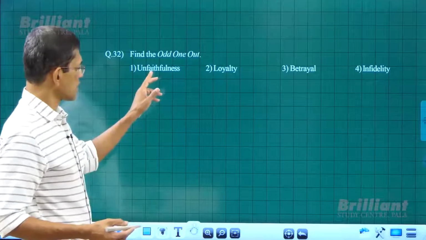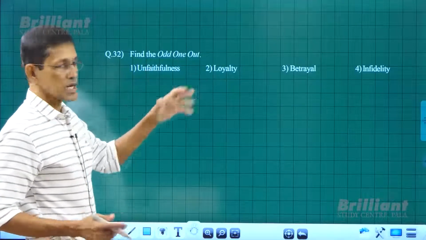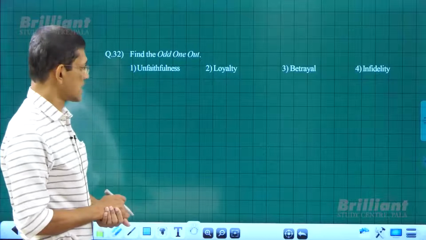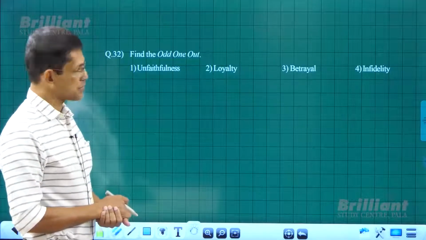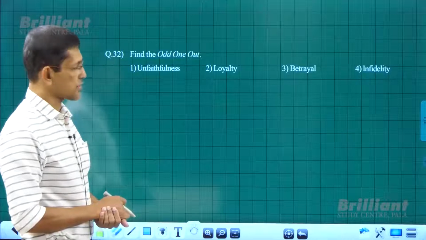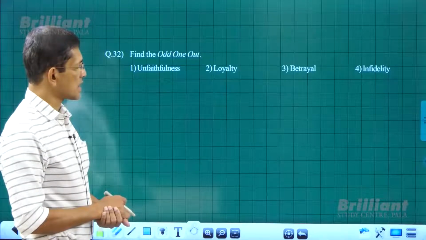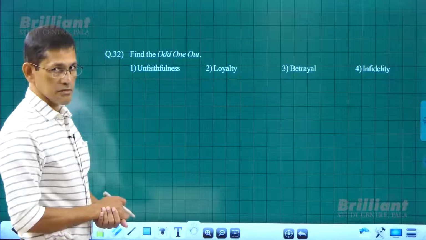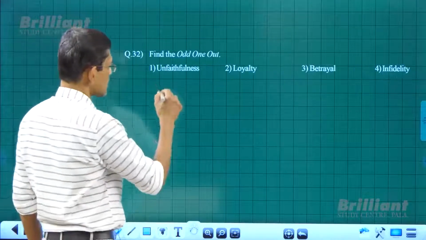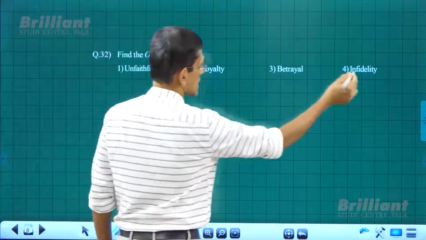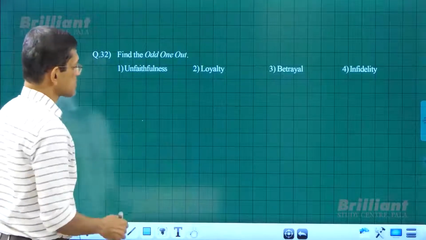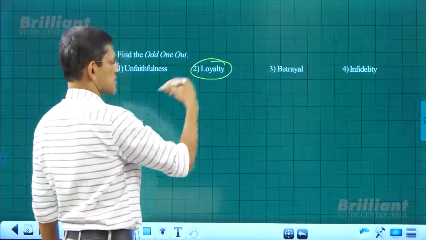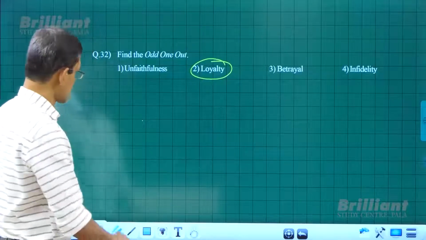Actually, unfaithfulness and loyalty, two different meanings. And betrayal and loyalty, two different meanings, right? And then betrayal and infidelity, again, same way. So that means unfaithfulness, betrayal, and infidelity do not have the same meaning as loyalty, and loyalty is different from the group. That's how it is.